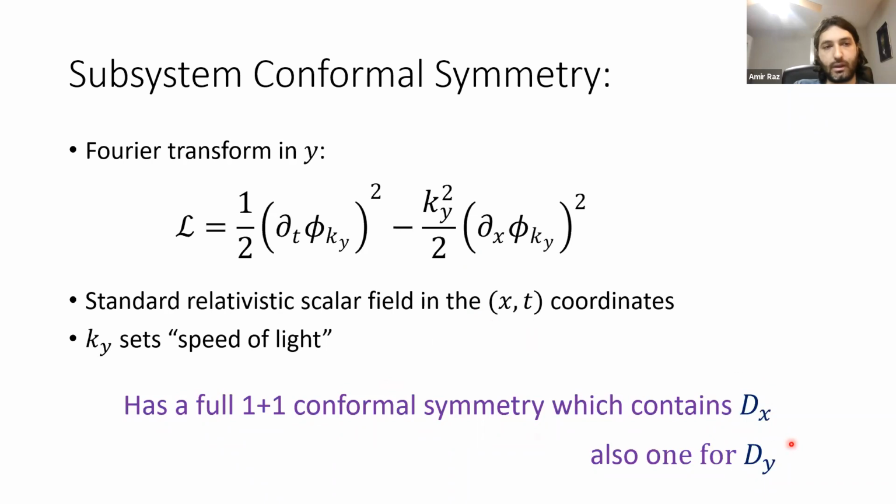And we can do the same thing, just transforming in the x direction. I chose to transform in the y, but really we can also transform in the x direction. And that gives us another set of conformal generators, this time that contain dy. And so we have these two subdimensional conformal symmetries of this model.